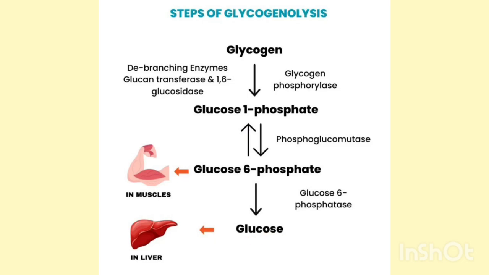So as you can see here, the important parts of the body that help in this process of breakdown of glycogen are two: the muscle and the liver. The muscle is a stingy organ because it does not send out the glucose, rather it uses the glucose. The liver, on the other hand, is an important organ because it's very generous.